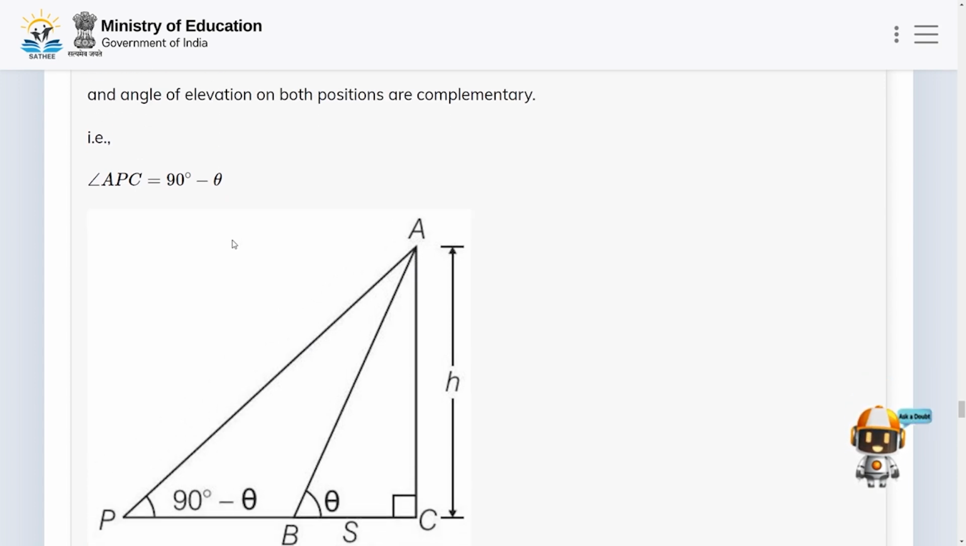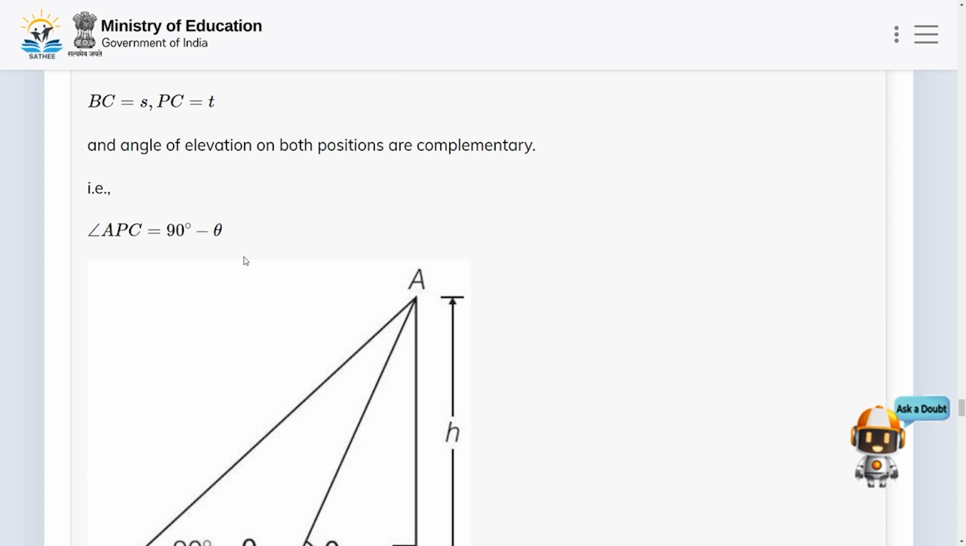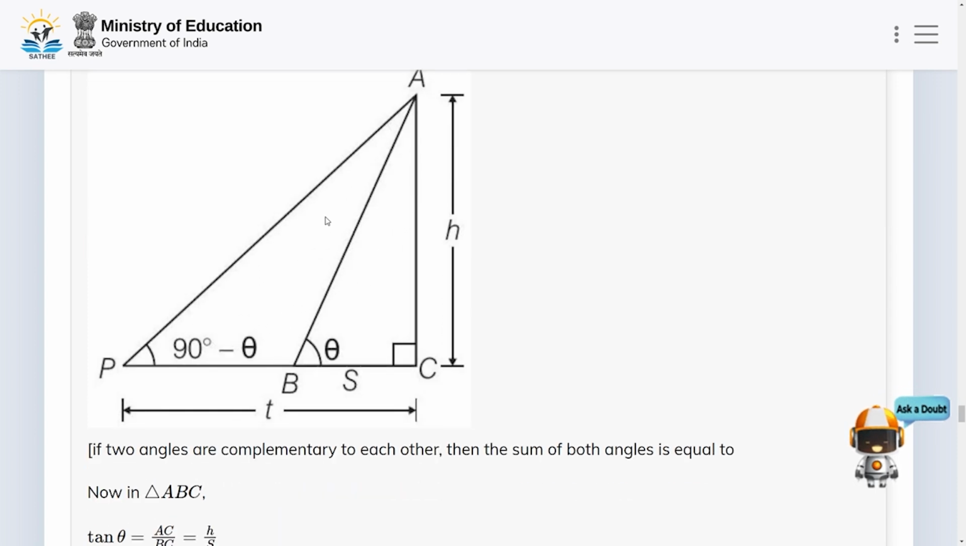So now the angles of elevation of both positions are complementary. That is, angle APC is equal to 90 degrees minus theta. Okay. So this angle ABC is theta, and angle APC is 90 degrees minus theta, since they are complementary angles.